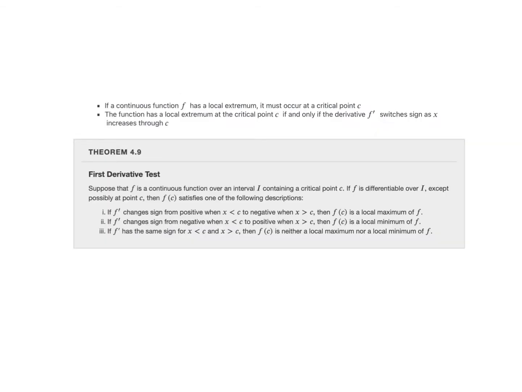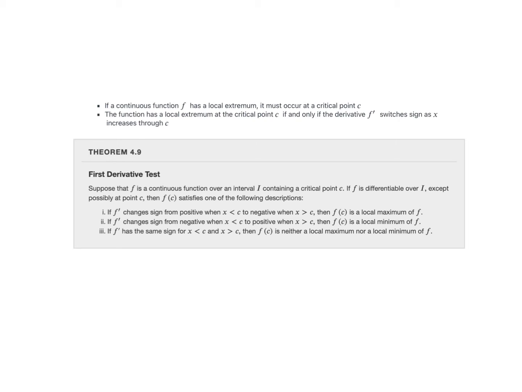So we can summarize what we just learned with the first derivative test, but before we do that, I want to remind you that if a continuous function f has a local extremum, so if it has a local max or a local min, it must occur at a critical point. However, just because you have a critical point, it doesn't guarantee a local max or a local min. And C was an example of that in that graph I just showed you. All right, so let's move on to the first derivative test. And I want you to read this for a moment and see if you can't figure out what it says.